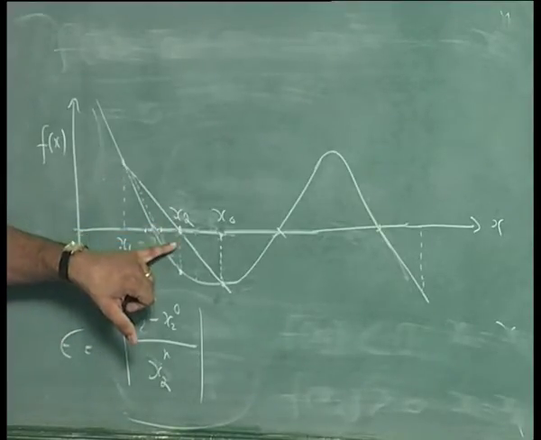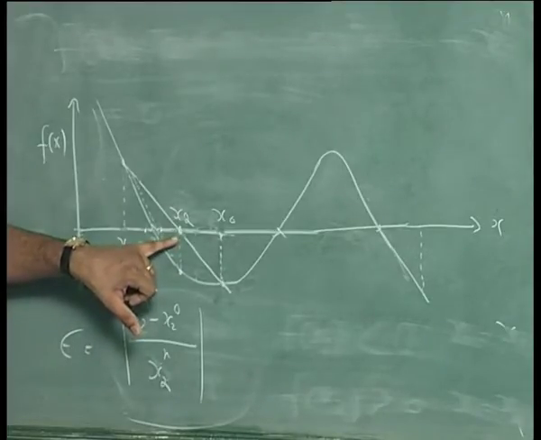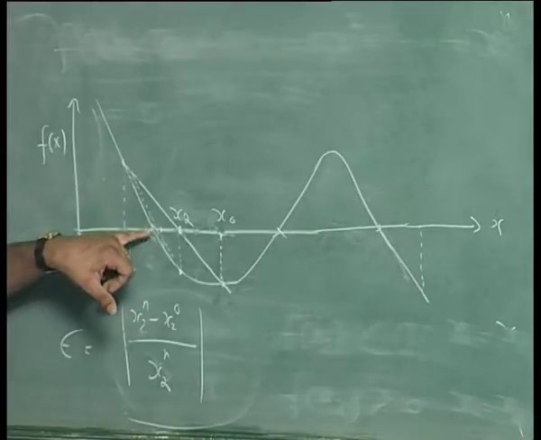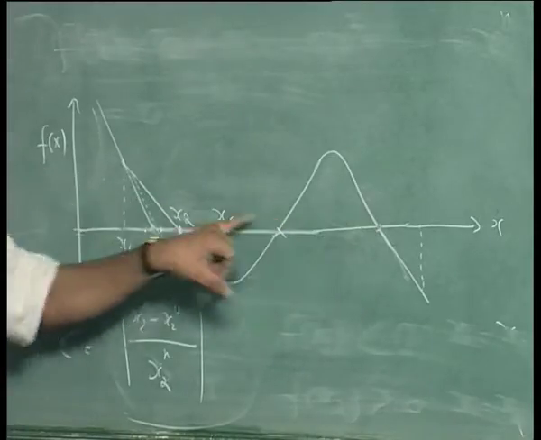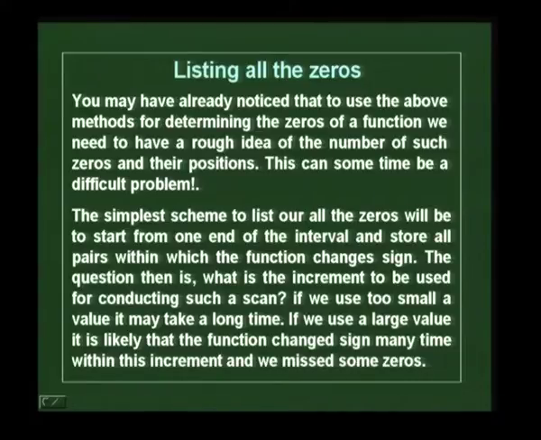But both the methods have some common drawbacks, and that is that both require all the zeros to be listed. So we need to know how many zeros there are, and where these zeros are, before we proceed to find the answer.